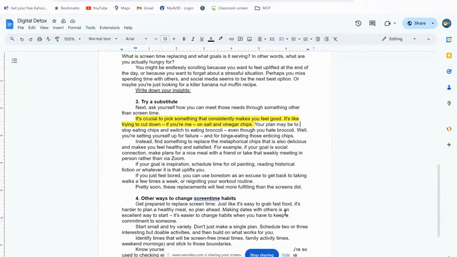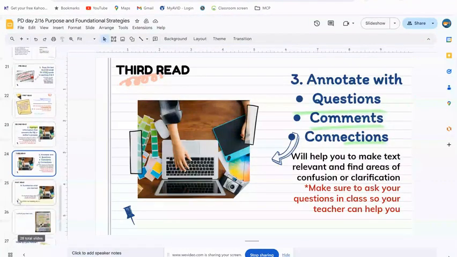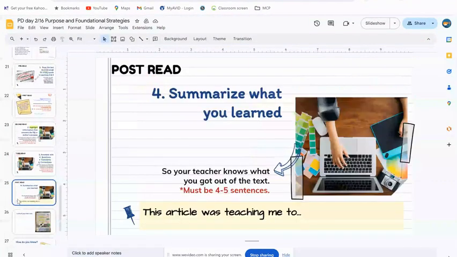So make sure you pay attention to the questions that students are asking in the margin so that you can really dig deep and find out if there are things that they need to know before the end of unit assessment, quiz, or project. And now our next little thing, this is post-reading, summarizing what they learned.